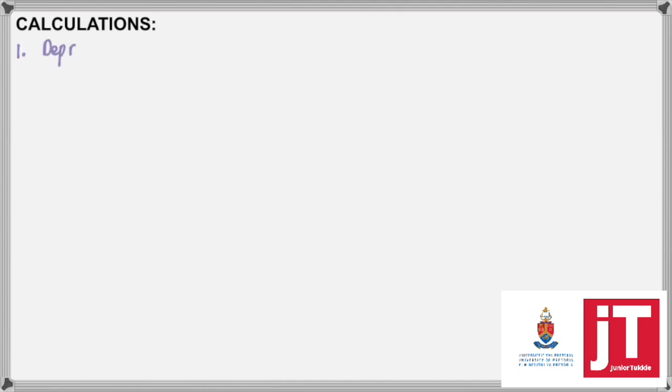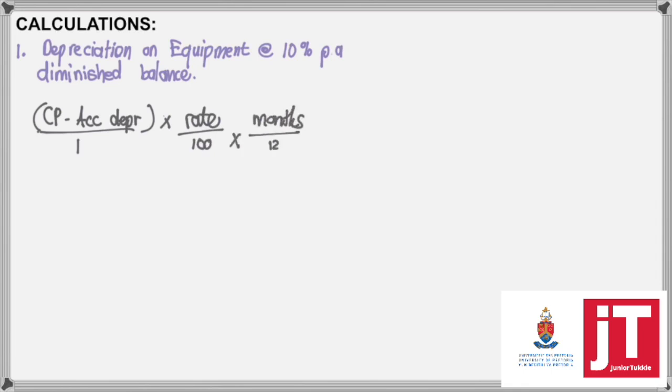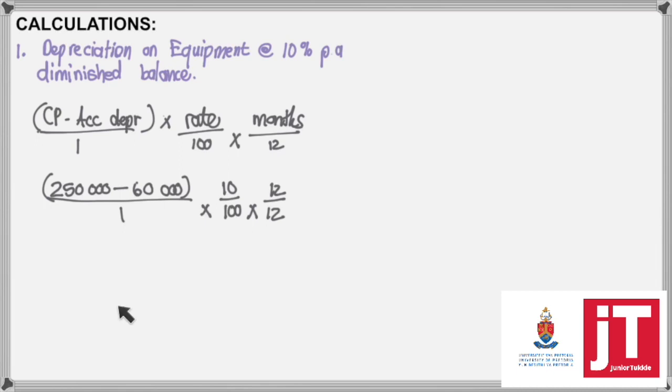So the first one, depreciation on equipment at 10% per annum on the diminished balance method. So the formula is cost price minus accumulated depreciation over 1 times rate over 100 times months over 12. Now, where do I get these amounts from? These amounts will come from your pre-adjustment trial balance. So if you go back and look at your pre-adjustment trial balance, you'll find the cost price for equipment, which is 250,000, and your accumulated depreciation for equipment is 60,000.